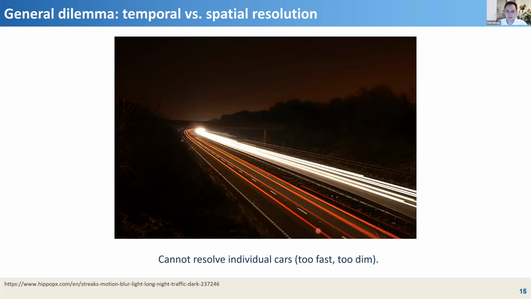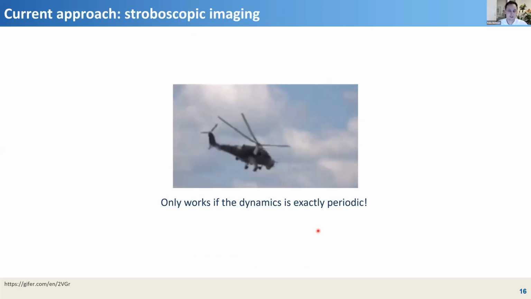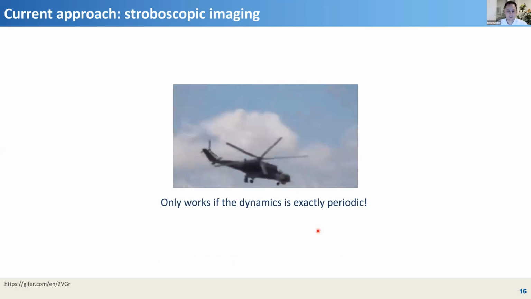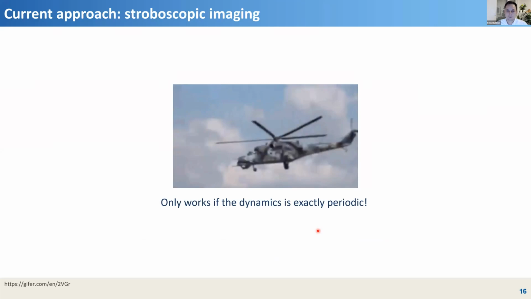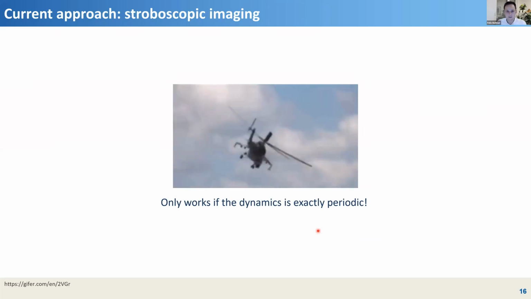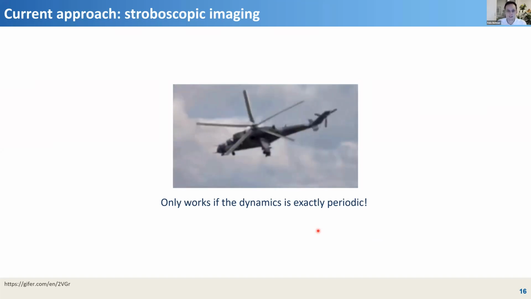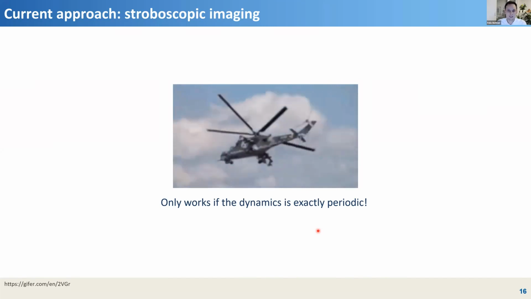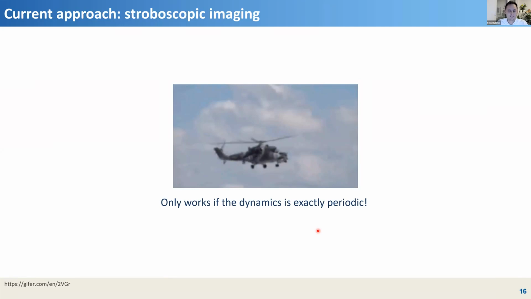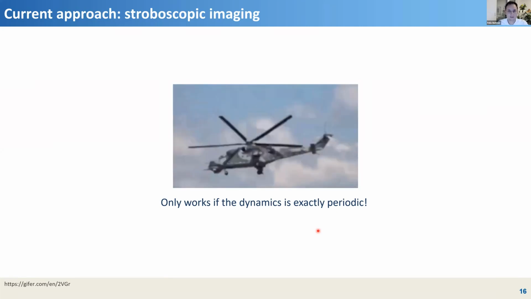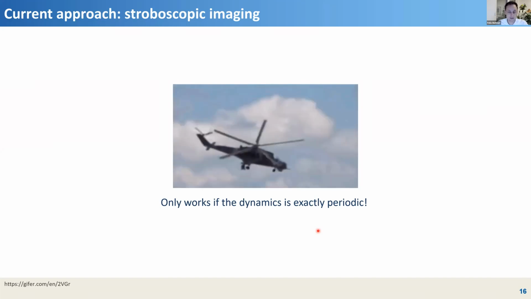There is a way of obtaining faster images, and that is so-called stroboscopic imaging. This is illustrated in this GIF animation here. Even with a slow camera, if you tune the update rate of your camera exactly to the periodicity of the dynamics in your system, you can actually capture the dynamics. However, this only works if the dynamics is perfectly reproducible, if you can sync your recording to the dynamics.